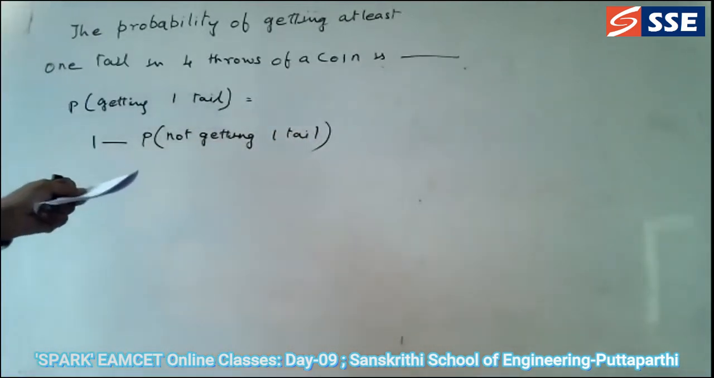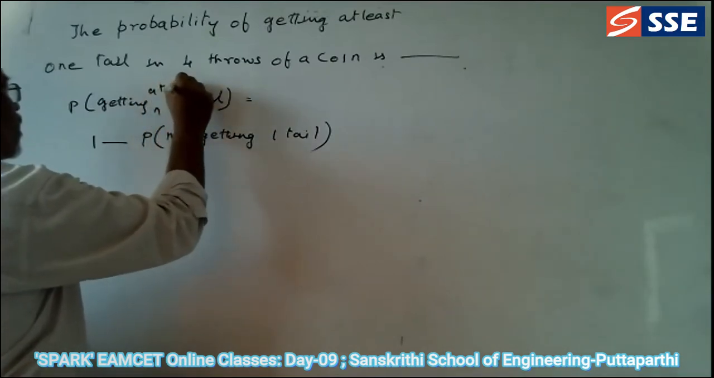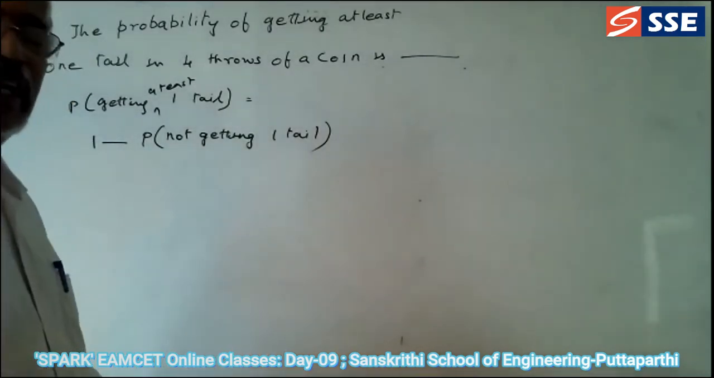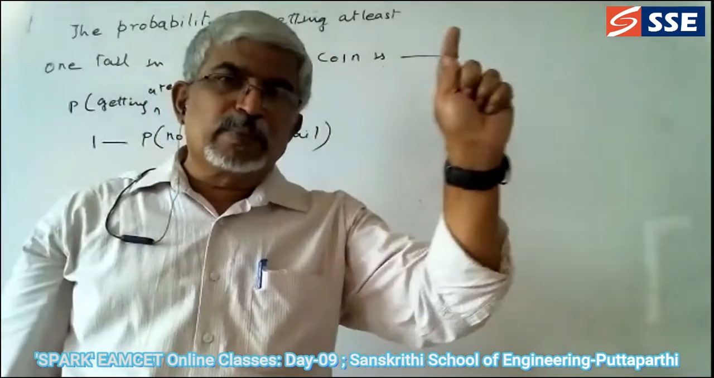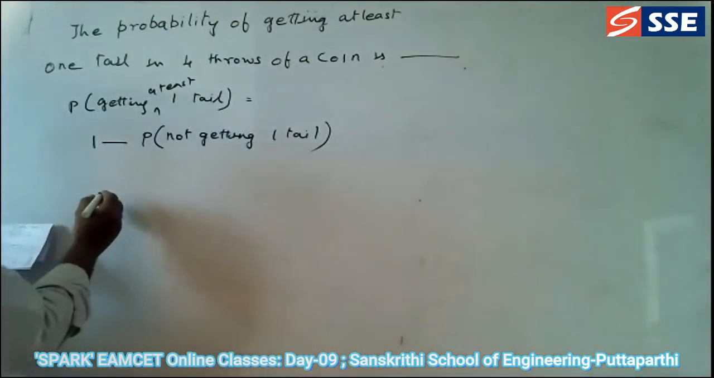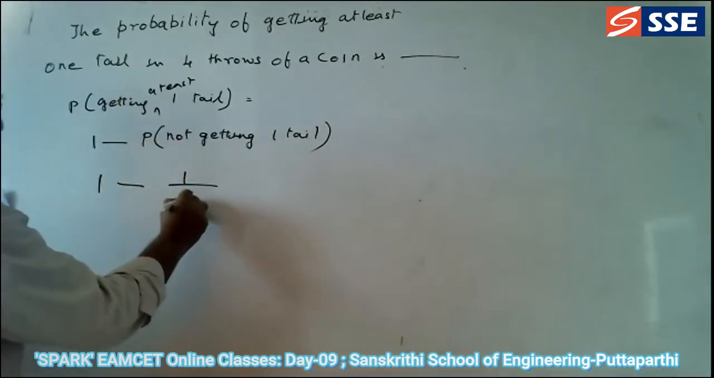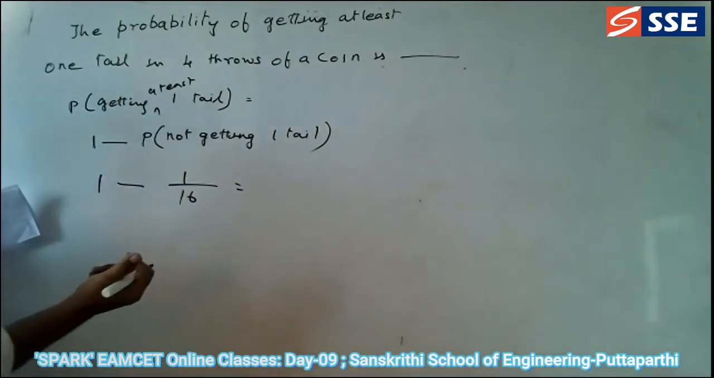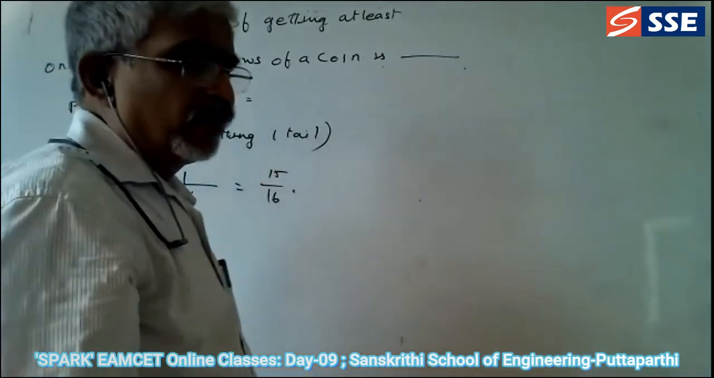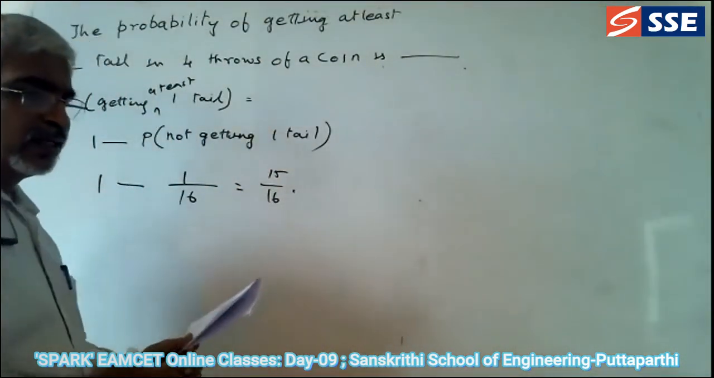The probability of getting at least one tail. Not getting means getting 0 tails. 0 tails means all 4 must be heads. Its chance is only once. So we can put 1 minus, only once out of 16. The total number is 16. So 1 minus 1/16 is 15/16. Understood now? It is 15/16.